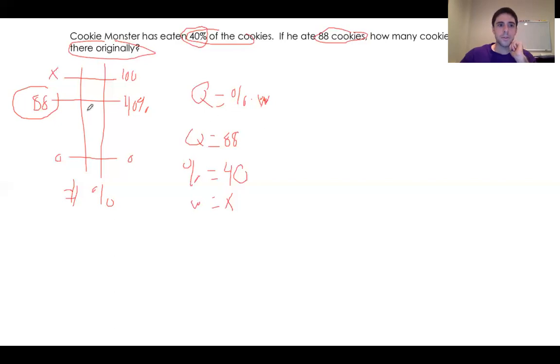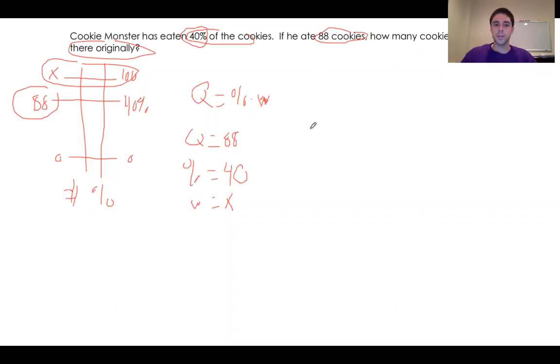So the reason why is because our value at 100% is going to be the whole. The value at 100% is our whole, and our value at any other percent will be the quantity.